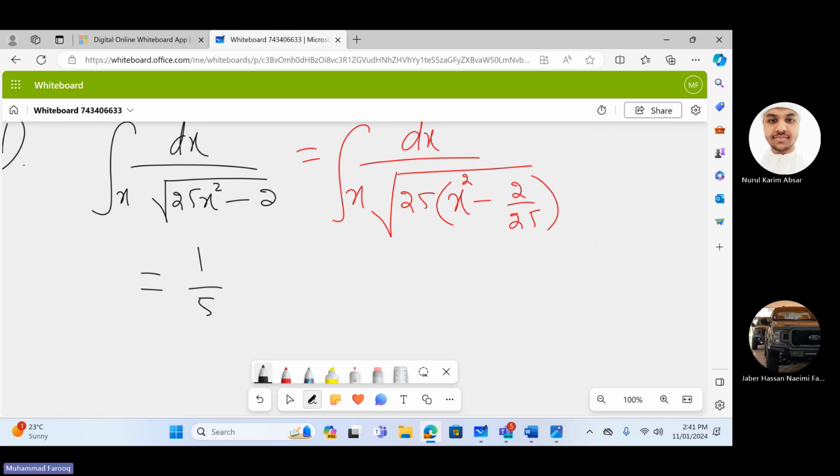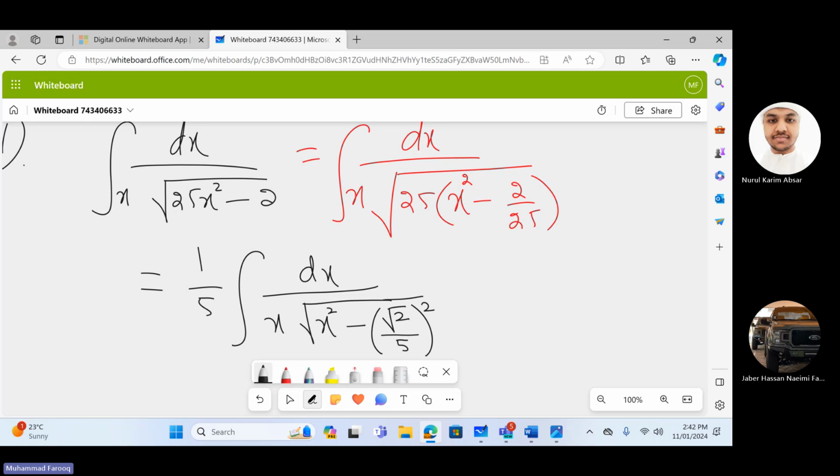So 1 over 5 is outside because it is a constant, please. And we have integrate dx divided by x times, now because the 25 is out, I have x squared minus... How do I write 2 over 25 as a square? Radical 2 over 5. Yes. 2 should be in a square root and 25 should be written as 5 squared.